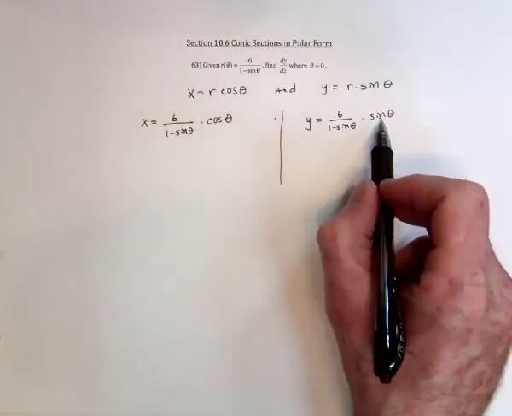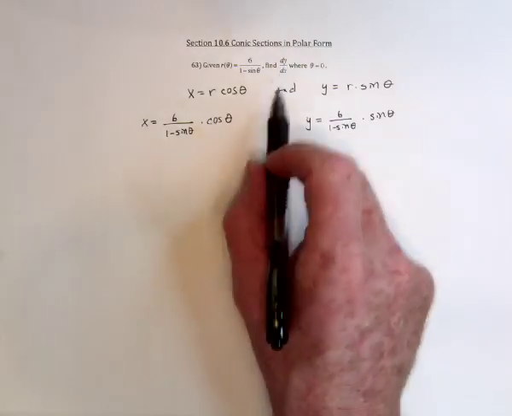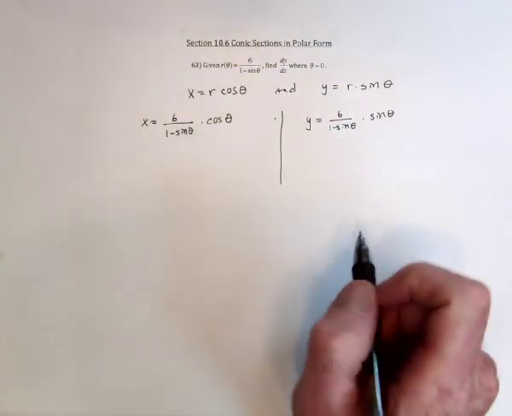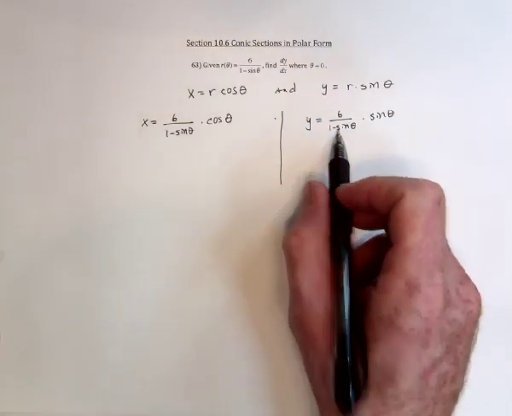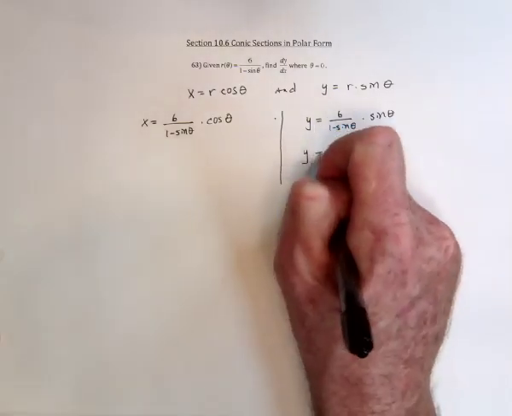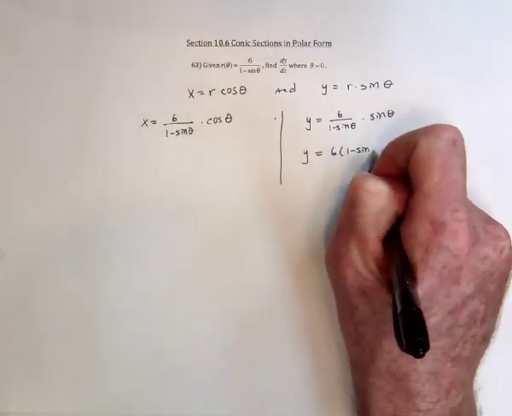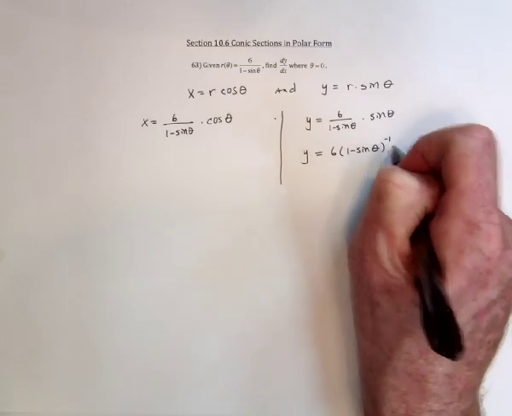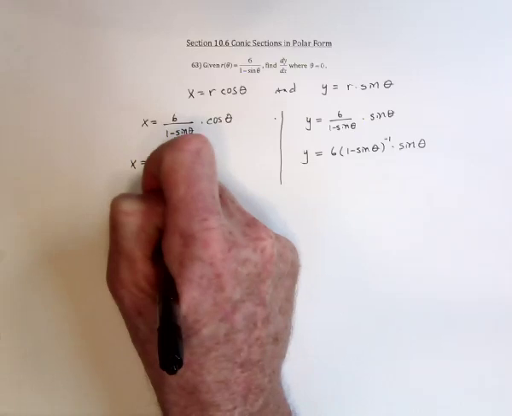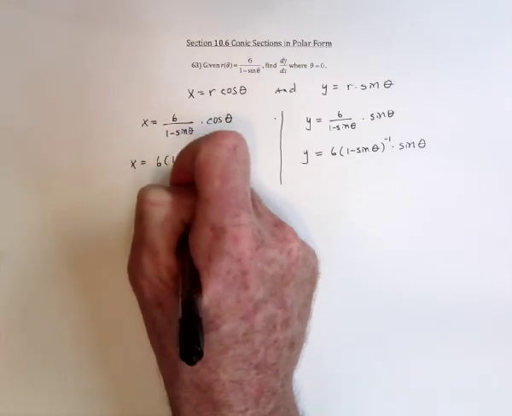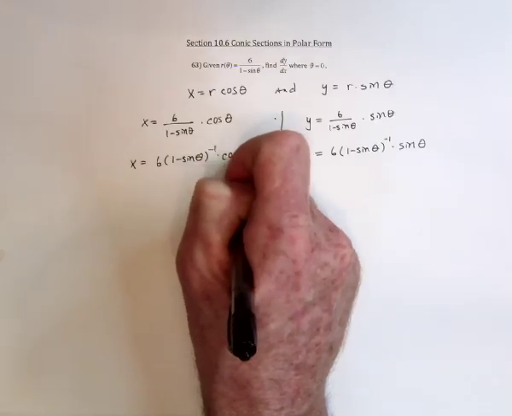So then we need to take the derivative. That's going to give us the dy part. Take the derivative. That's going to give us the dx part. And later we'll divide them. So in here, I don't want to use the quotient rule on this. It's not really that complicated. So I'm going to rewrite it as 1 minus sine of theta to the negative 1. x is equal to 6, and then 1 minus sine of theta to the negative 1 times cosine.